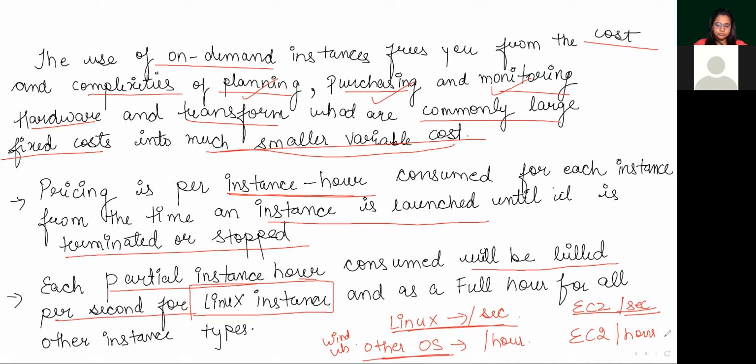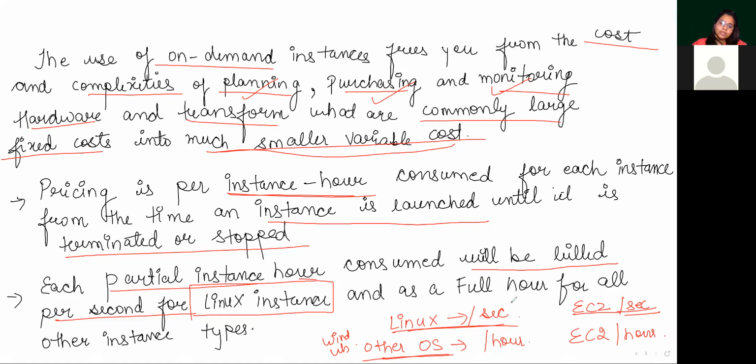Wait, for Linux they bill per second. So is Linux more expensive than Windows? See, actually, Linux is open source software, and you can easily have Linux. You don't need any particular license to run the Linux operating system. Multiple people in the world use Linux, and the demand for Linux is the highest among operating systems. So they say, when so many people are using it, we will charge according to the seconds.